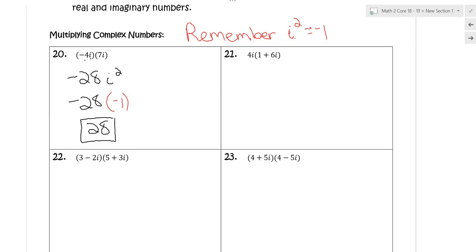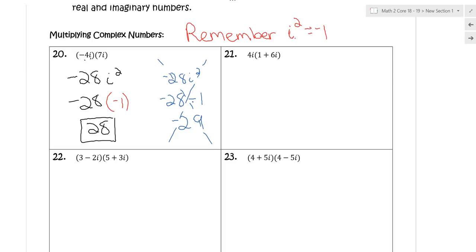The biggest issue I see is people doing this. We get the negative 28i squared. Then they say i squared is negative 1, and they don't put parentheses, and then they go, oh, negative 28 minus 1 is negative 29. This is wrong. Don't do that. Use those parentheses so that you don't think you're subtracting. You think you'll remember not to do that, but it's one of the biggest mistakes I see.